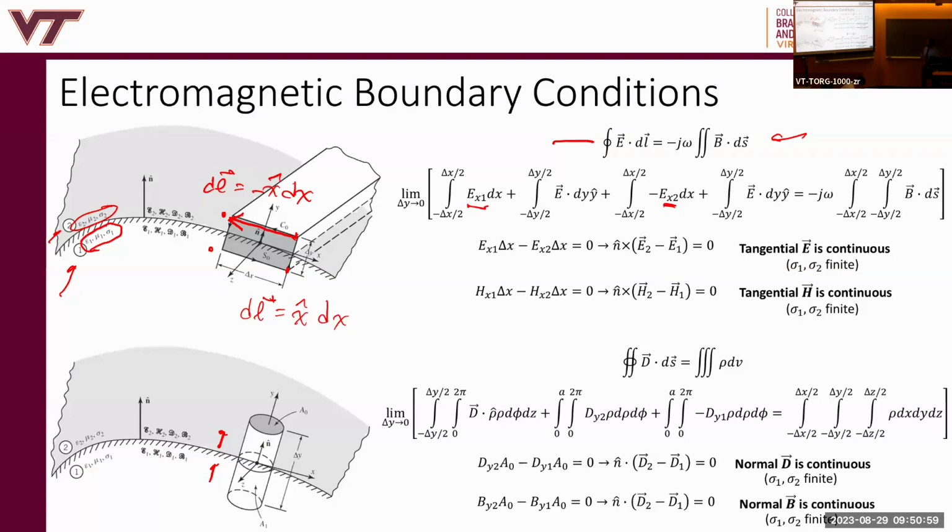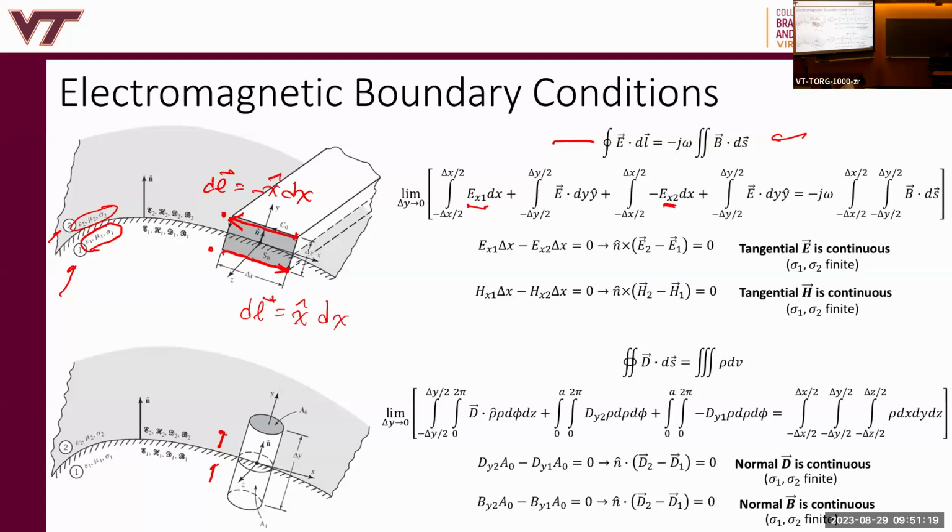Okay, Z is pointing in and out of the board, right? Z is out of the board or out of the interface. We're integrating this rectangular path, which is in the XY plane. So it's a contour integral. So we're integrating along this path, for example, right?